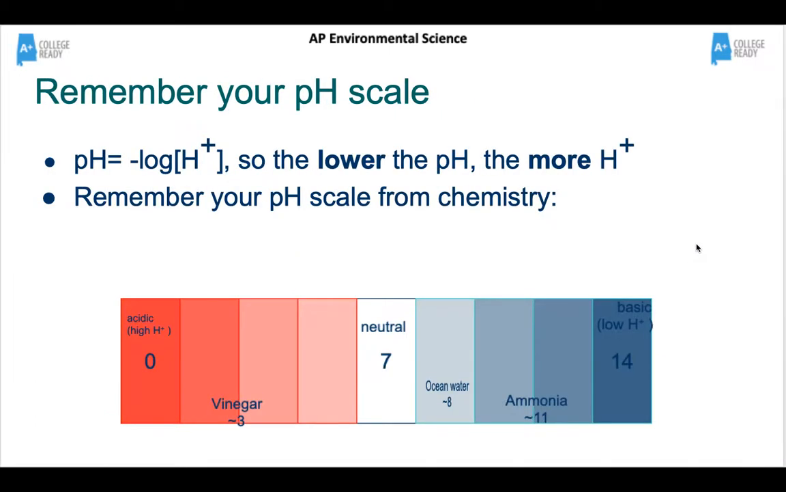Obviously, this is probably old news to you guys since chemistry is a prereq to take this course, but the more acidic something is, the lower its pH would be, and the higher its hydrogen content is, and the more basic something is, the higher it is on the pH scale, and it has a lower amount of hydrogen. Ocean water is generally around an 8.